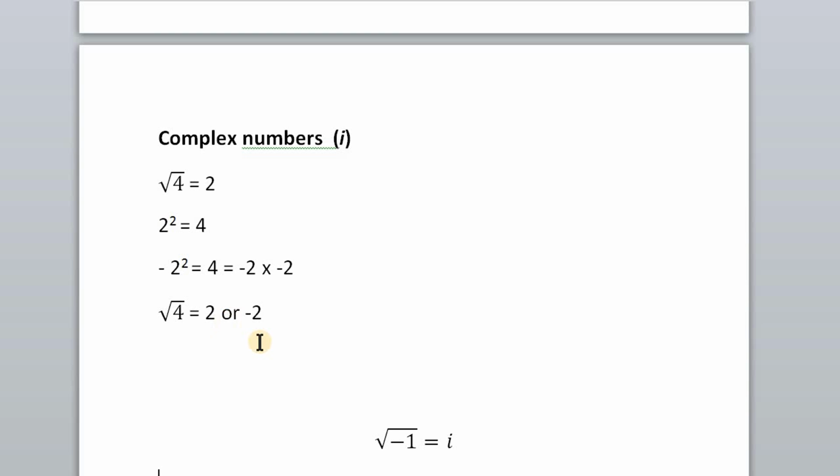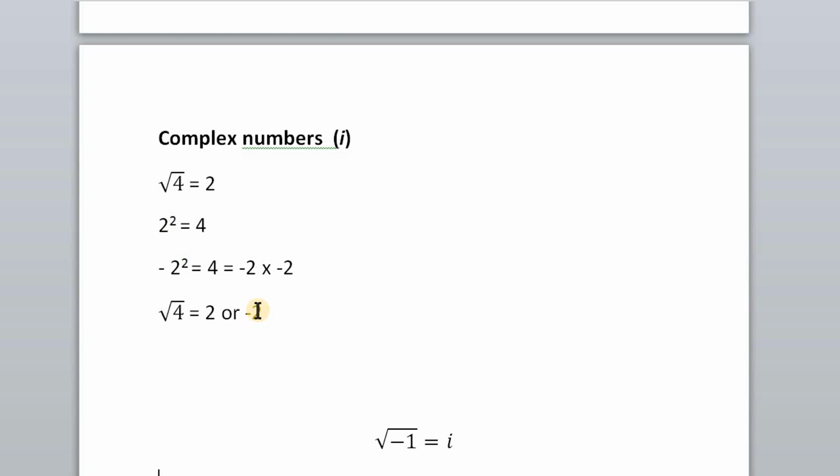But if you do the square of a negative number such as -2, it will give us a positive number. So -2 raised to the power 2 will give us 4, because -2 times -2 will give us +4. Negative times negative will give us +4. So now that means that the square root of 4 will either give us 2 or -2.